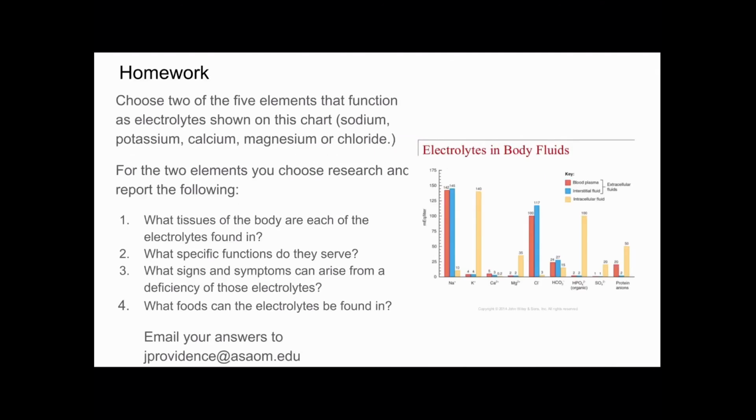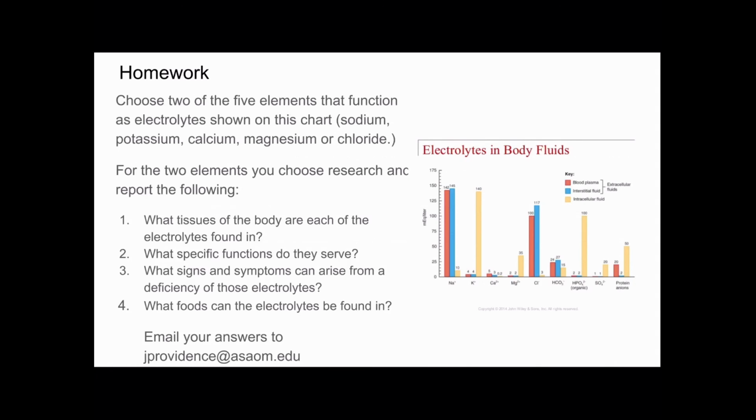So your homework here is to choose 2 of the 5 elements that are listed here, which are sodium, potassium, calcium, magnesium, and chloride. Choose 2 of those, and for the 2 that you choose, I want you to answer these 4 things. One is, what tissues of the body are these electrolytes found in? So you're going to have to do a little research and see what you can find. What tissues of the body are the 2 that you chose found in?